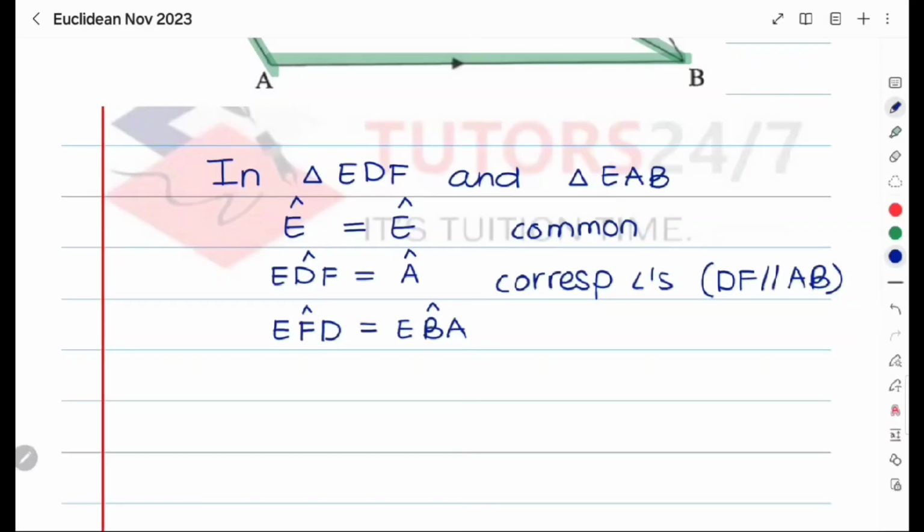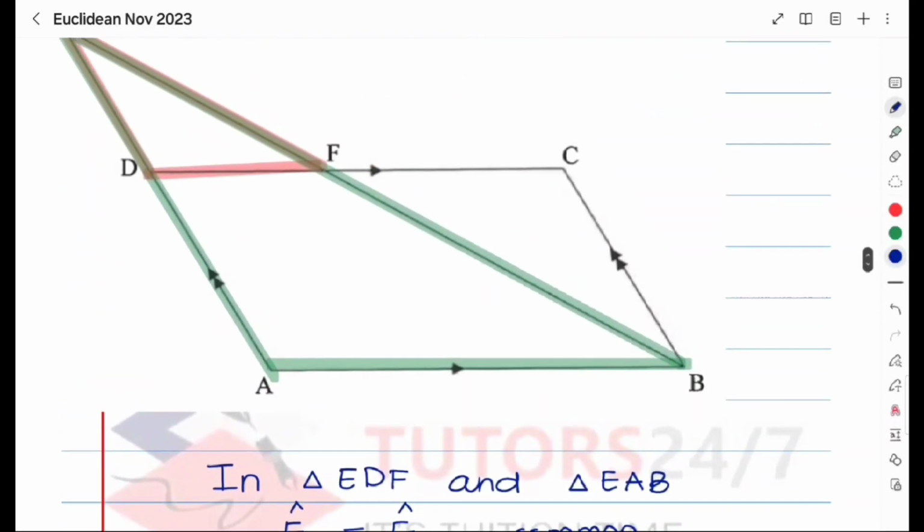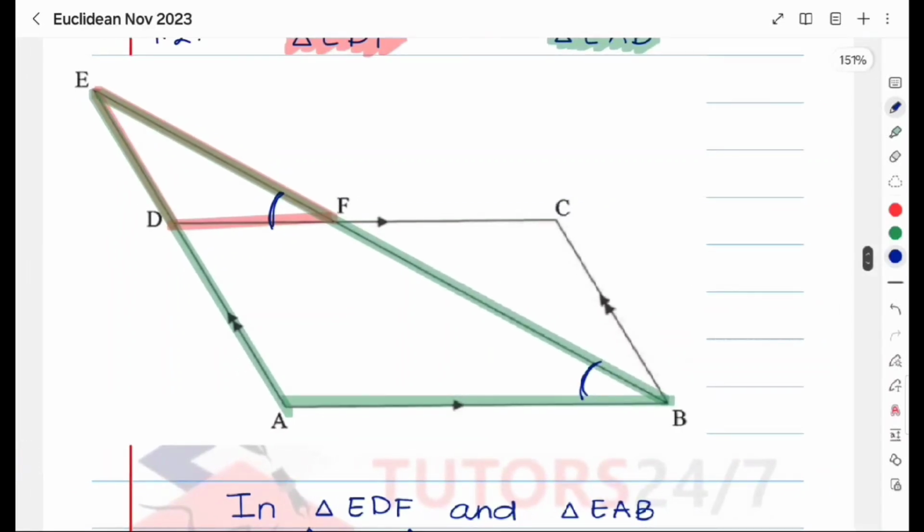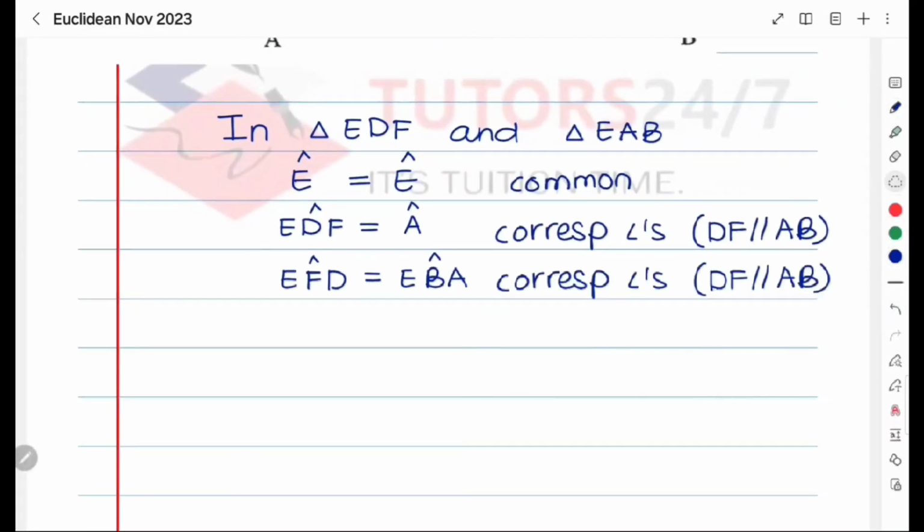Then we need to identify why angle EFD is equal to angle EBA. So this angle over here and this one over here. Once again, you should see the F shape, the upside down F shape. And we are dealing with parallel lines, so that means it is corresponding angles. And that is it. We've now proven that the two triangles are similar.